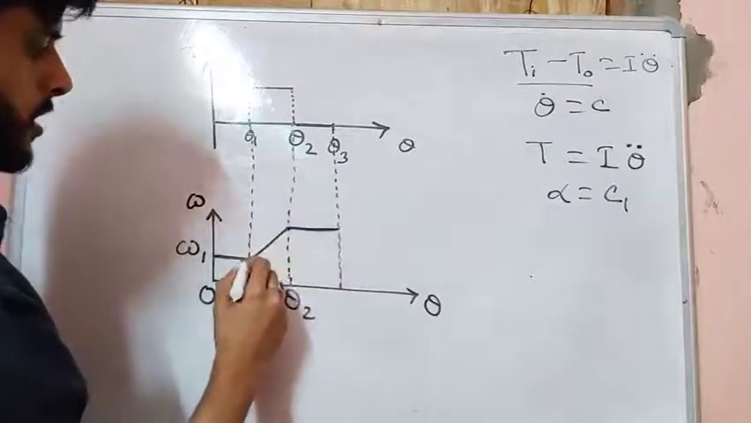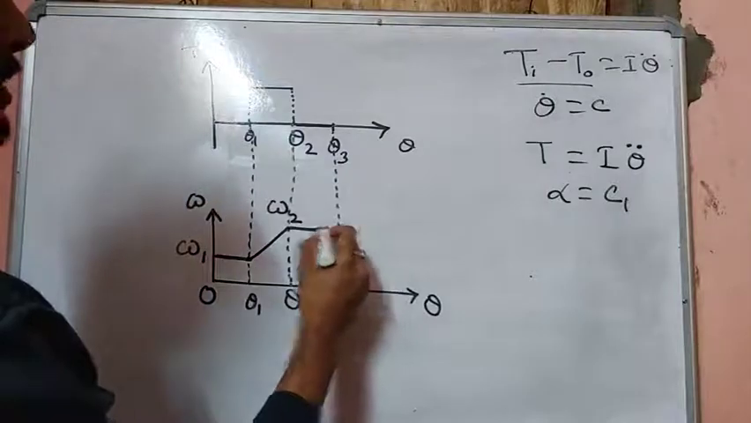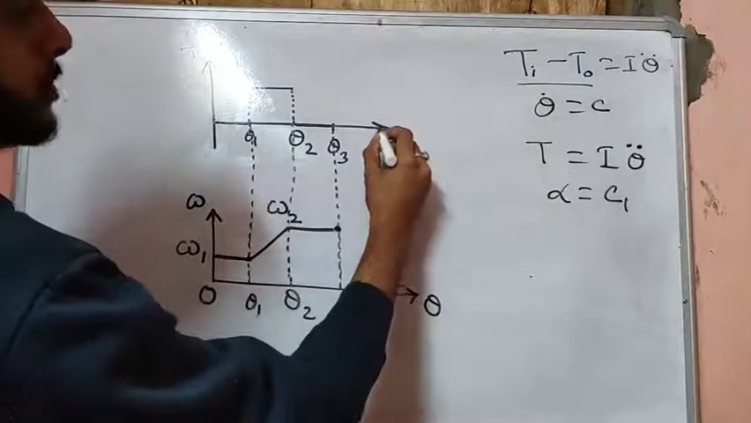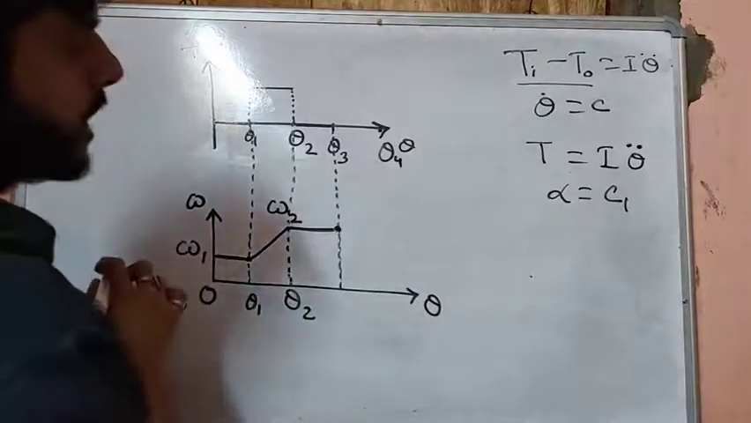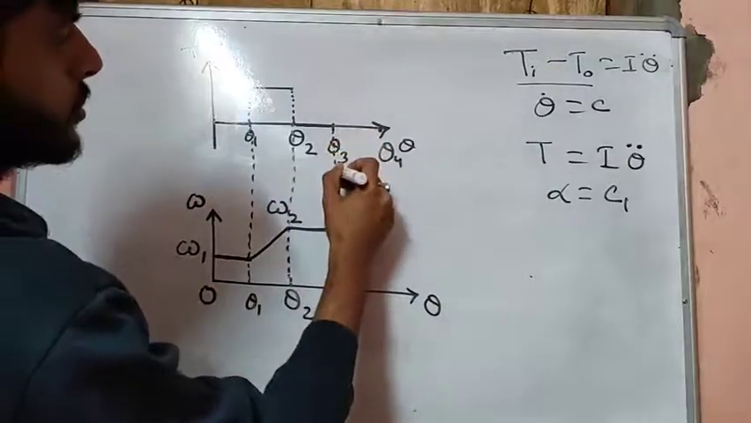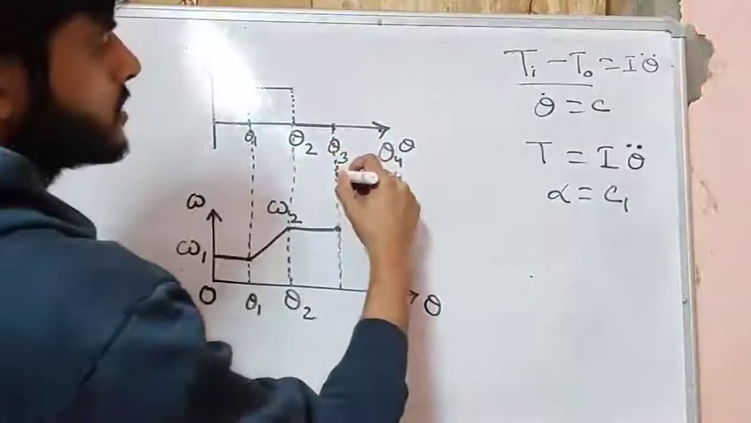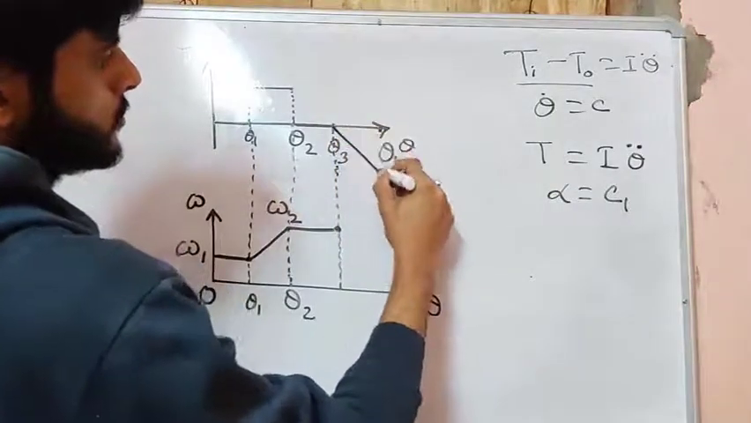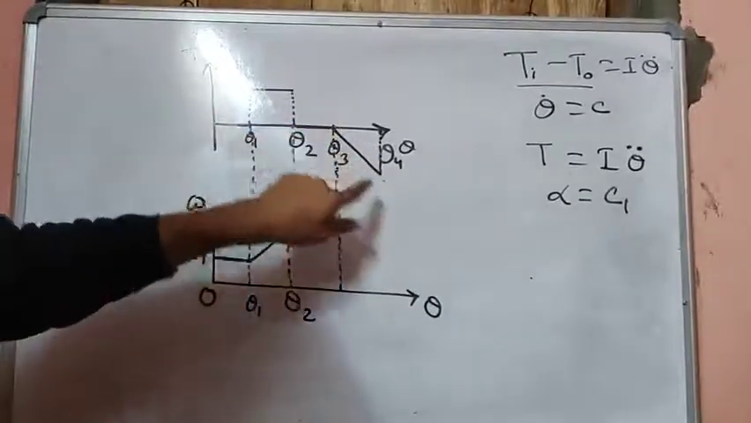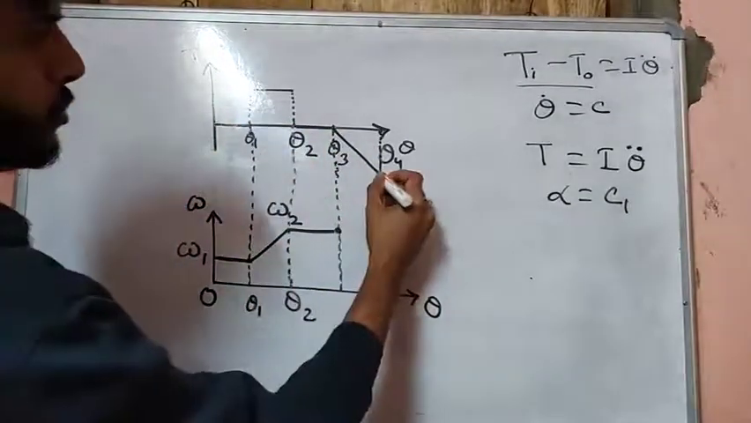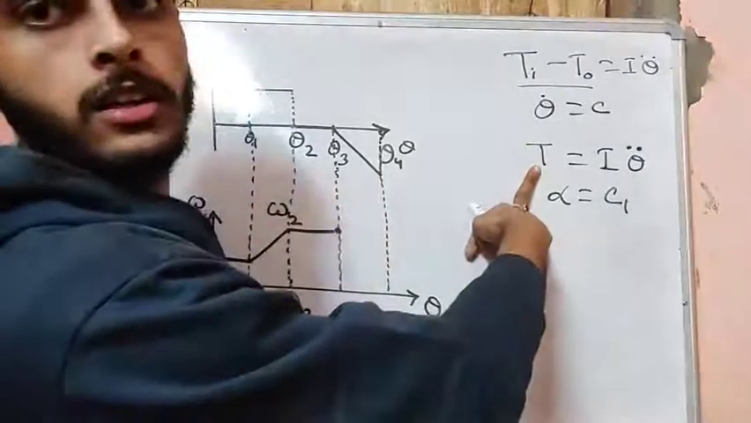So this is, let's say, omega 1, this is, let's say, omega 2. So here also omega 2 will remain. Now let's say from theta 3 to theta 4, or the completion of the cycle, let's say our torque has been changed, and let's say we consider this as a linear type of equation. Let's say the torque variation as a function of theta is linear, like this, in this portion.